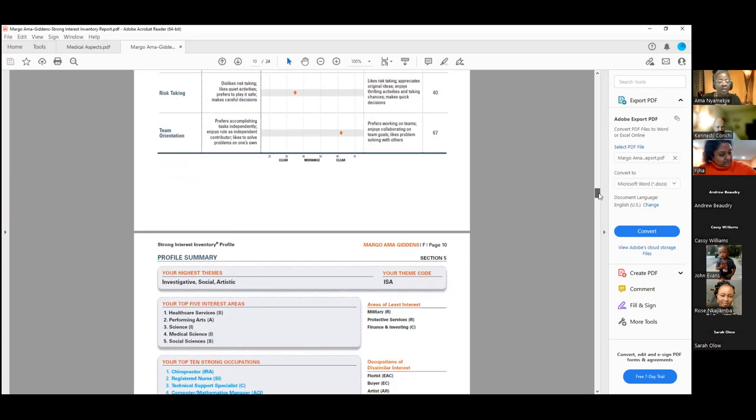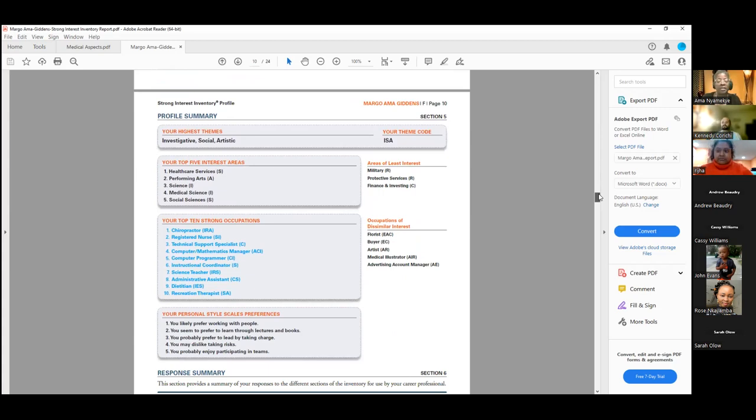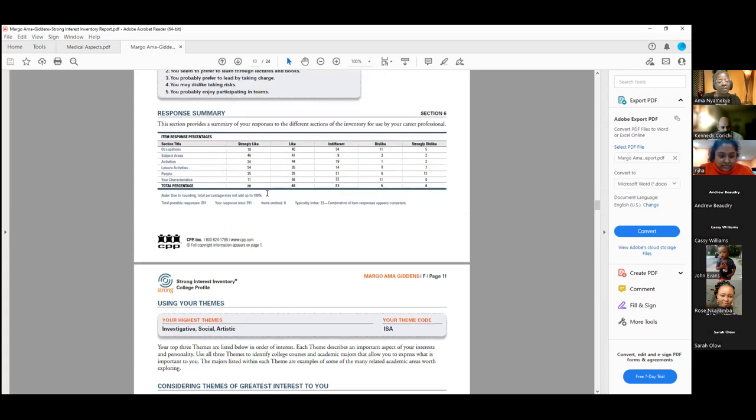There's something else. Here on your profile summary, if you're working with someone, this gives you an at-a-glance fact sheet, cheat sheet, or tip sheet, if you will. You're going to see your theme code, your skills, your interest areas, and what the person is not interested in. Your top strongest occupations, and your personality style. I'm not very good at interpreting this part, except that it calculates how many questions you answered, like strongly like or dislike, and they want to make sure you answered all of them. There's also a typical index. I don't know what this means, but it's within range, which means it matches.